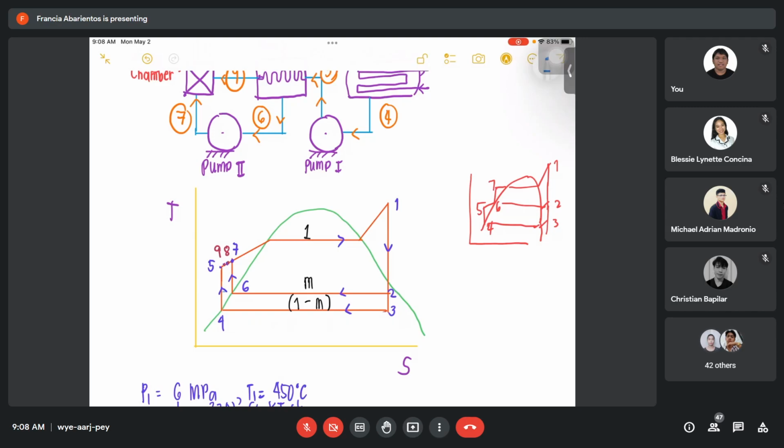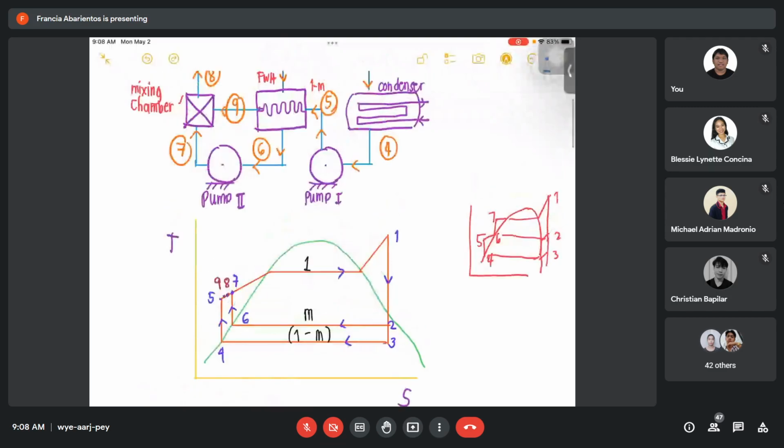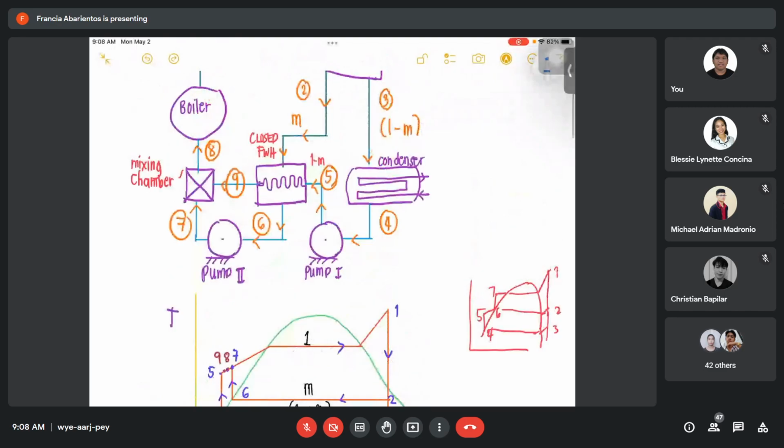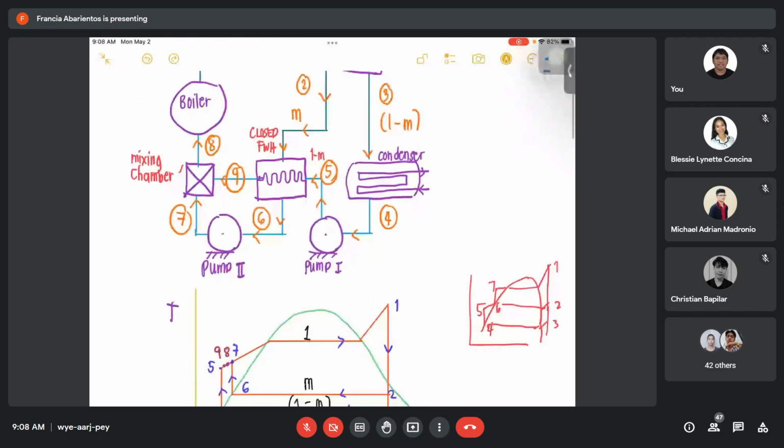Kung kanina, pupunta pa siya dito sa 6, eto, direkta na, class, kasi hindi naman sila nag-mix, diba? In a closed feed water heater, hindi naman sila nag-mix. Automatically, doon sila mag-mix sa taas. Ayan. Magulo, ma'am. Ayan. From 4, 5, 6, di ba? Dito, class. From process 4 to 5, pupunta sa 9. So, dito lang pupunta sa 9.